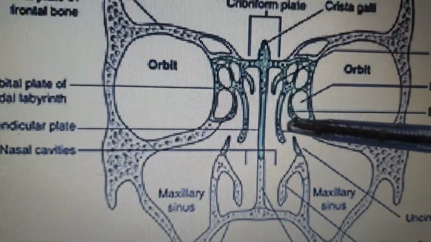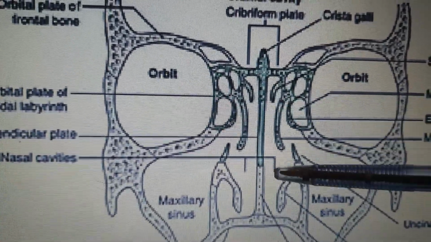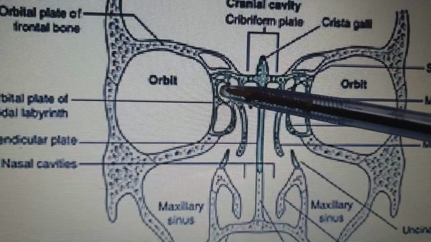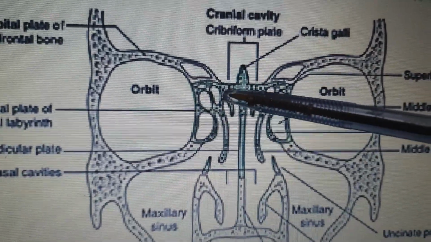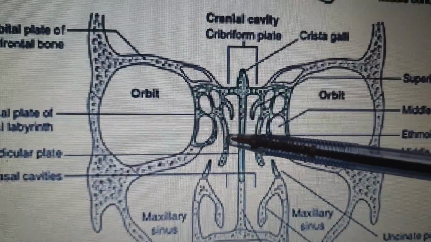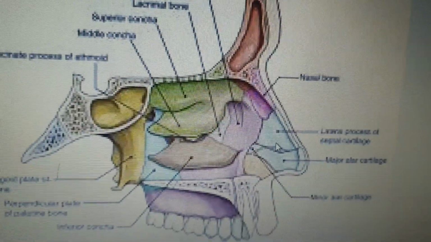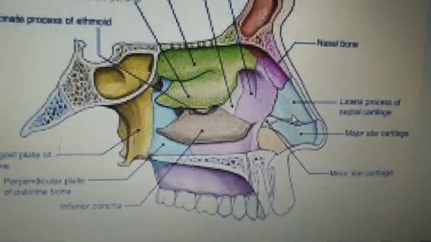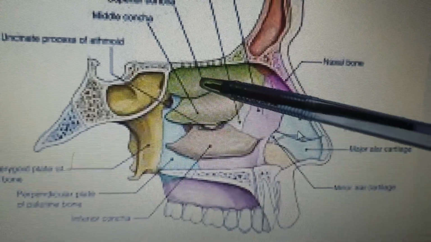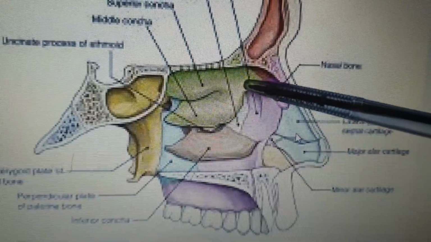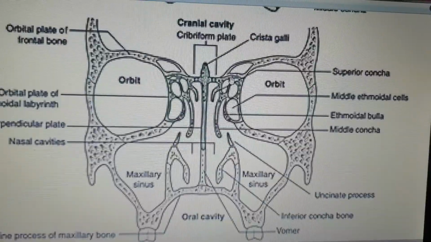Now this structure and this structure, which forms the boundary between the orbit and the nasal cavity, this area is called the labyrinth of ethmoid bone. And from the labyrinth you can see two projections, the superior and the middle concha of the nasal cavity. Now this is a sagittal section of the skull, which is showing you the lateral wall of the nasal cavity. So this is the structure, the superior and the middle concha, which are parts of the ethmoid bone, and they are seen in the lateral wall of the nose.